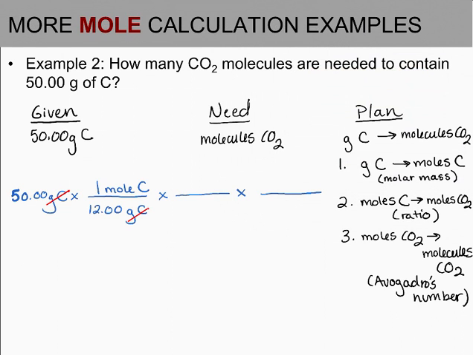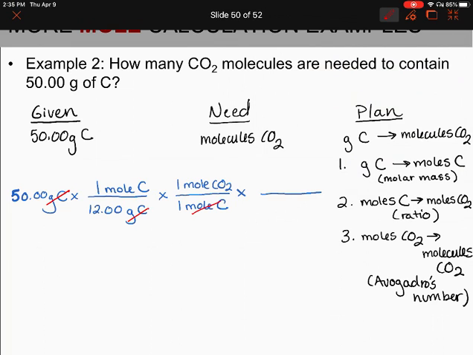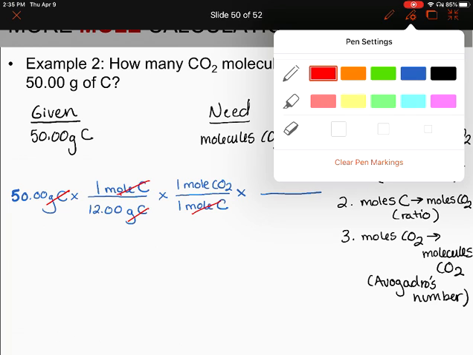Now, in the next step, we're going to convert moles of carbon to moles of carbon dioxide, and we need to use the ratio of carbon to carbon dioxide. Now, carbon dioxide only contains one carbon, so that's really easy. We can say, okay, for every 1 mole of carbon dioxide, we have 1 mole of carbon. And then that's going to cancel moles of carbon.